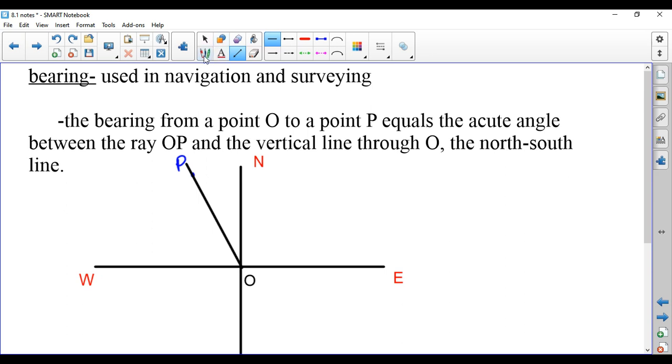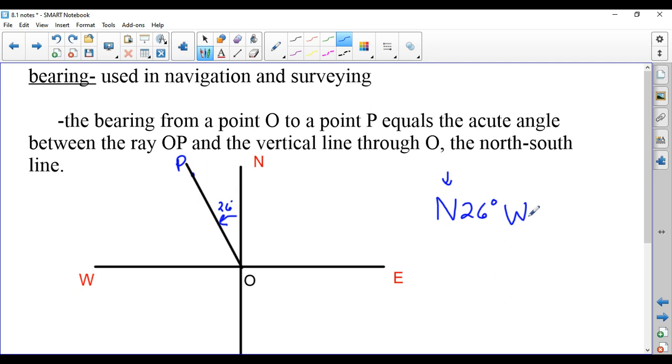The bearing of point P is the acute angle between the ray OP and the vertical line through O. So this point P is north of O, and we would need to know this angle. So for example, say that this is 26 degrees. The way that I would write the bearing of point P is to say that it is to the north and 26 degrees to the west. You always give north or south first, and then how many degrees off the north-south line, and then whether it is to the west or the east.